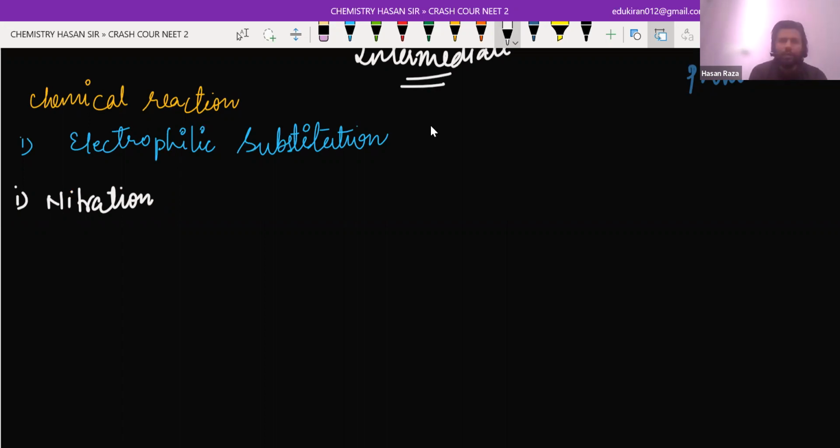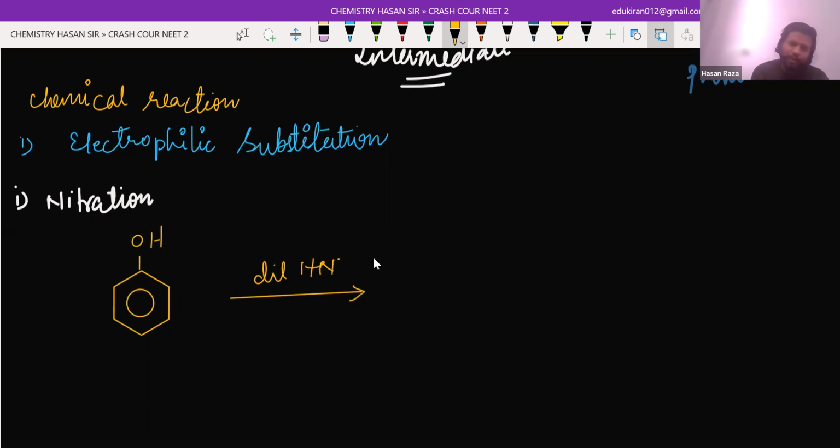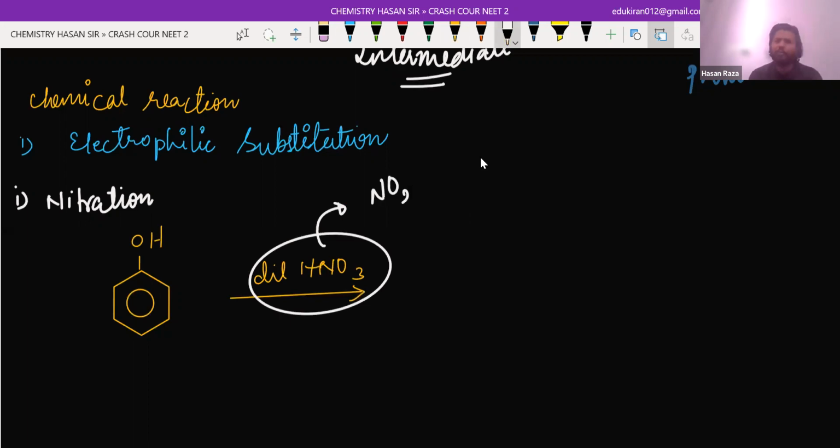So it's very easy. First of all, you can see this is your phenol, since we are studying the chemical reaction of phenol. So in phenol, if you are going to use dilute HNO3, that means HNO3 in the presence of more amount of water, there will be generation of an electrophile, that is NO2 plus. Can anyone tell me what is the name of this NO2 plus?